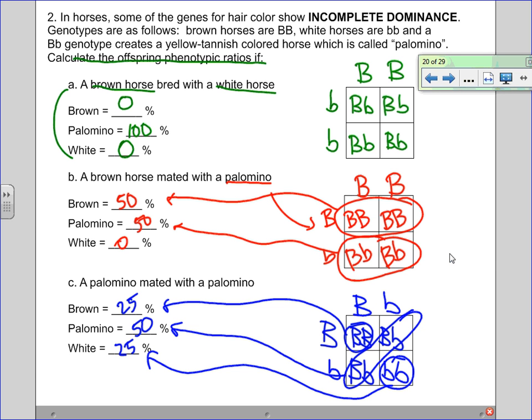white. Right? At this point, if you got these three questions right, you should feel pretty confident about your ability to use incomplete dominance to calculate percentages. If you haven't gotten these right at this point, you should go back and rewatch this section again and try some more problems on your own to make sure that you get it before you move on to codominance.